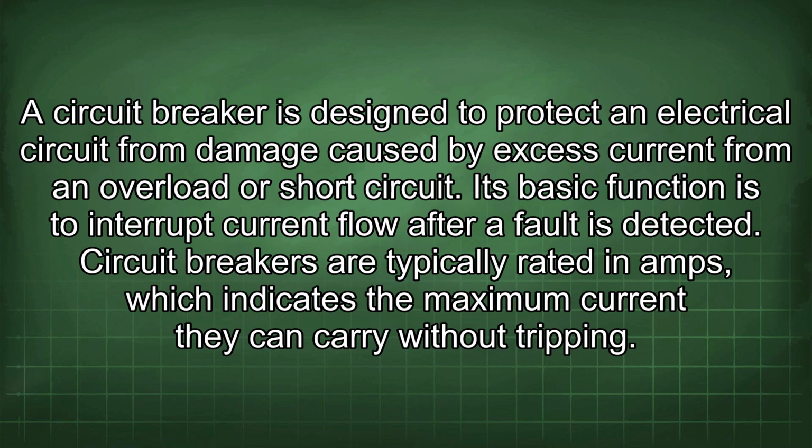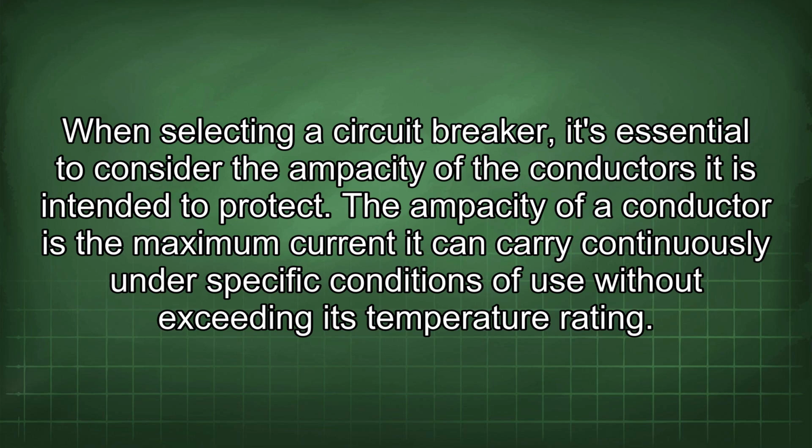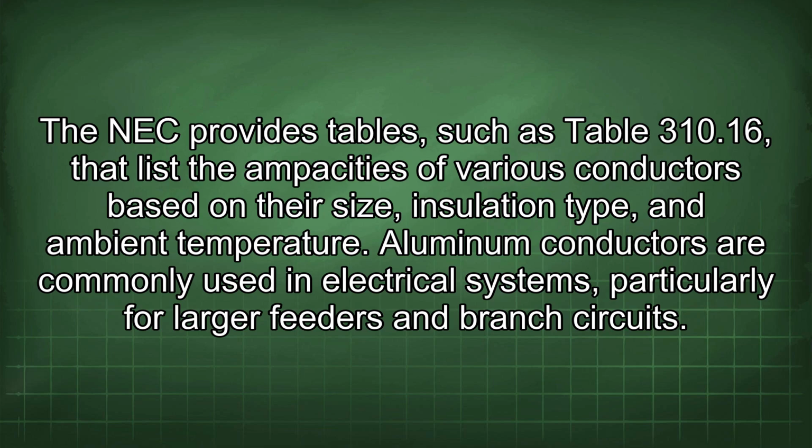Circuit breakers are typically rated in amps, which indicates the maximum current they can carry without tripping. When selecting a circuit breaker, it's essential to consider the ampacity of the conductors it is intended to protect. The ampacity of a conductor is the maximum current it can carry continuously under specific conditions of use without exceeding its temperature rating. The NEC provides tables such as Table 310.16 that list the ampacities of various conductors based on their size, insulation type, and ambient temperature.